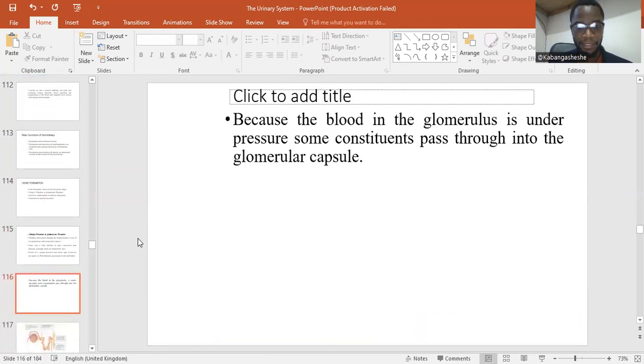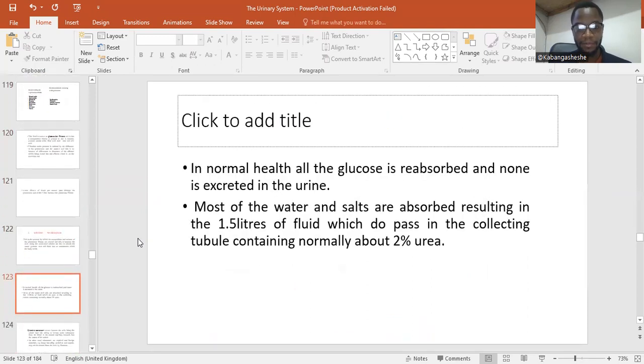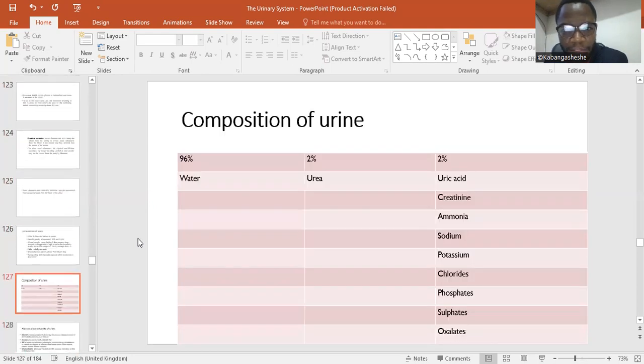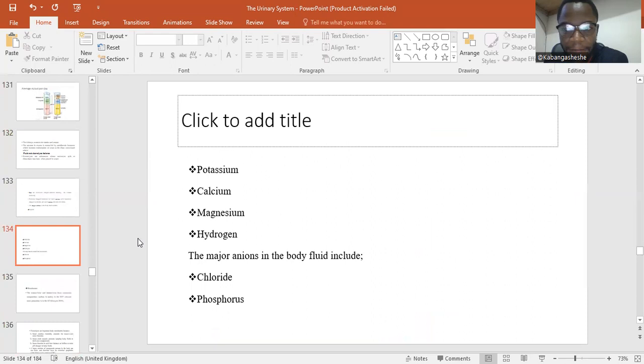Finally, I can now look at the functions of the kidney. Mainly it is urine formation, and some of them we tackled in the introduction to the urinary system. So mainly this is what I needed to talk about.